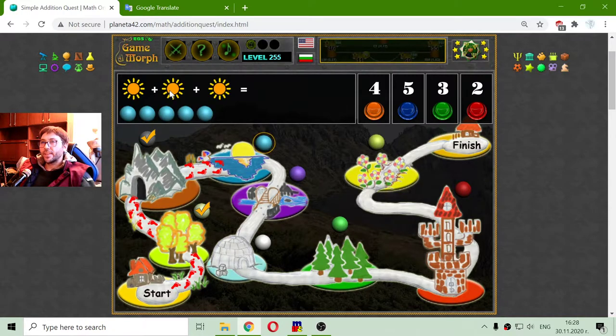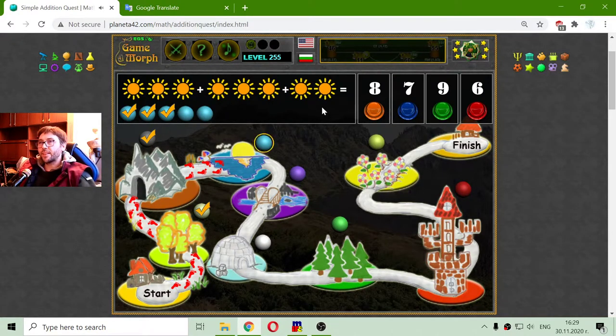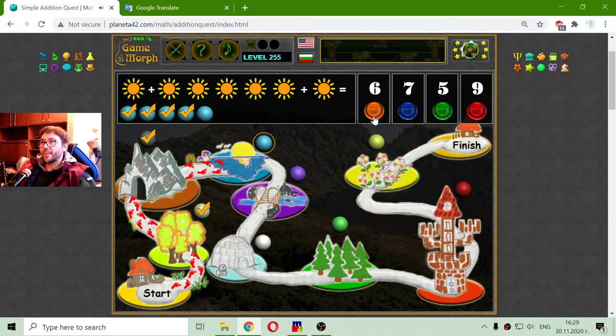1 sun plus another sun plus a 3rd sun is equal to 3 suns. 1 sun plus 4 suns plus 1 sun is equal to 6 suns. Okay, I'll continue in a second. There are 2 plus 2 plus 2 suns. This is 6 suns. And now I can just count them if I'm clever. 1, 2, 3, 4, 5, 6, 7, 8. This is 8 suns. And again, 1, 2, 3, 4, 5, 6, 7. Okay, 7 suns.